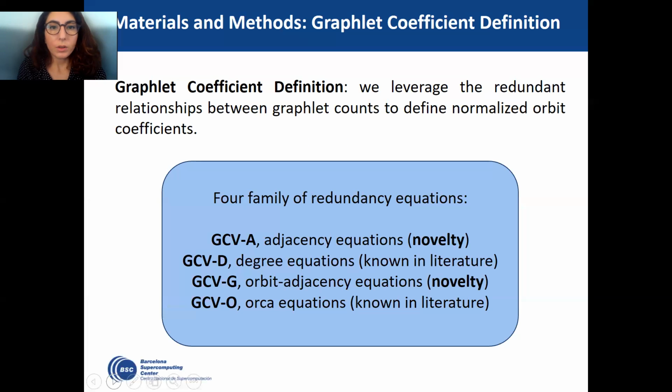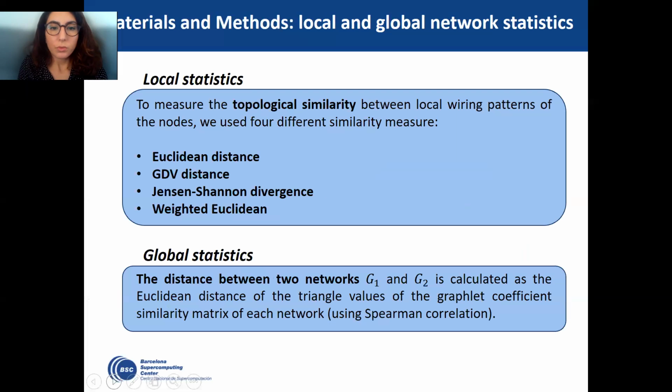And so we define Graphlet coefficient, and we leverage the redundant relationship between Graphlet counts to define this new coefficient, which are normalized orbit coefficients. And they're based on 4 different families of redundancy equations: the adjacency equations, degree equations, orbit adjacency equations, and Orca equations. So what we did was also to define a local statistic based on the Graphlet coefficient.